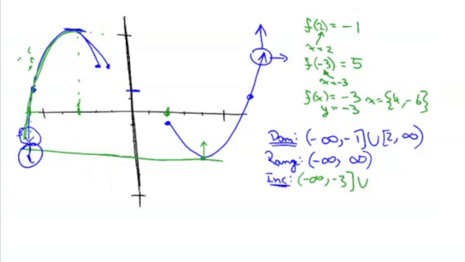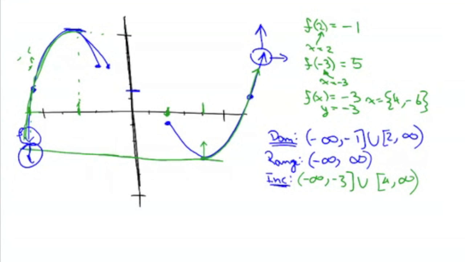Union. Where else is it going uphill? 4. From 4 over here, on this part of the graph, it's going uphill forever. Not because of the arrow, but because as you move left to right, you're always going further and further up the y-axis. So it starts at 4 and ends at, well, it never ends. It's always growing after that point.